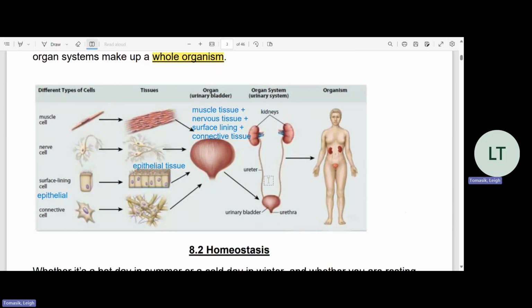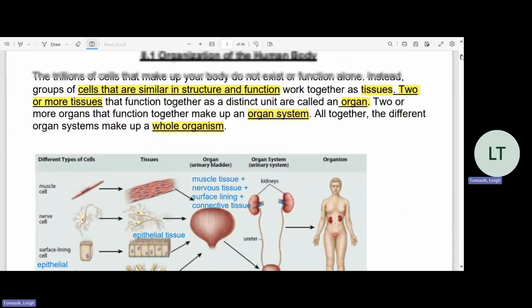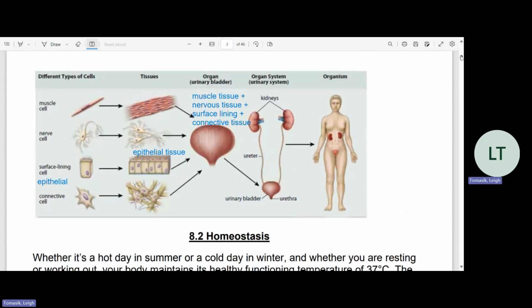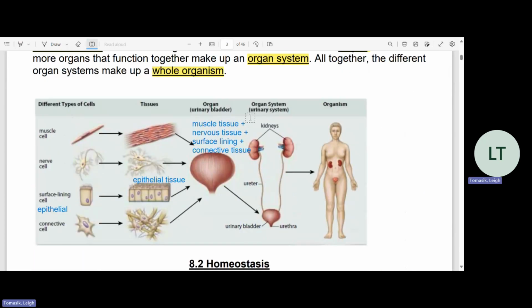And then this organ, your bladder, is part of your urinary system, or we don't call it urinary system in our project. We call it the excretory system. So this would be the excretory system, right? So your bladder works together with your ureter. Your ureter is a tube that runs from your kidneys to your bladder.